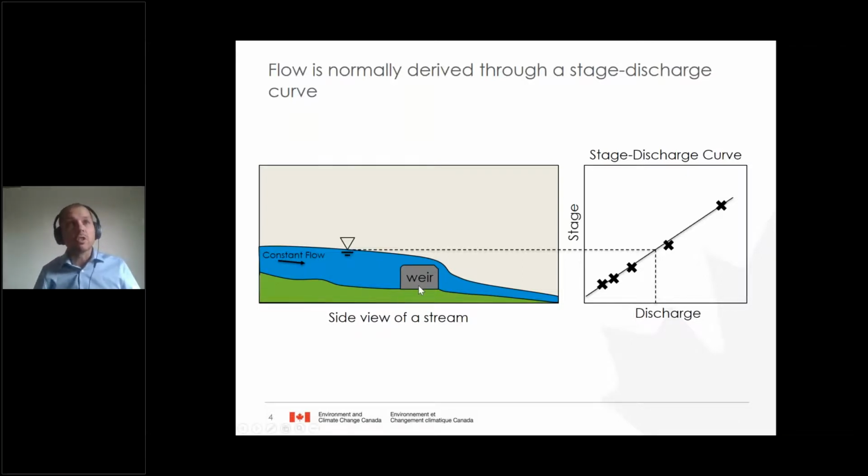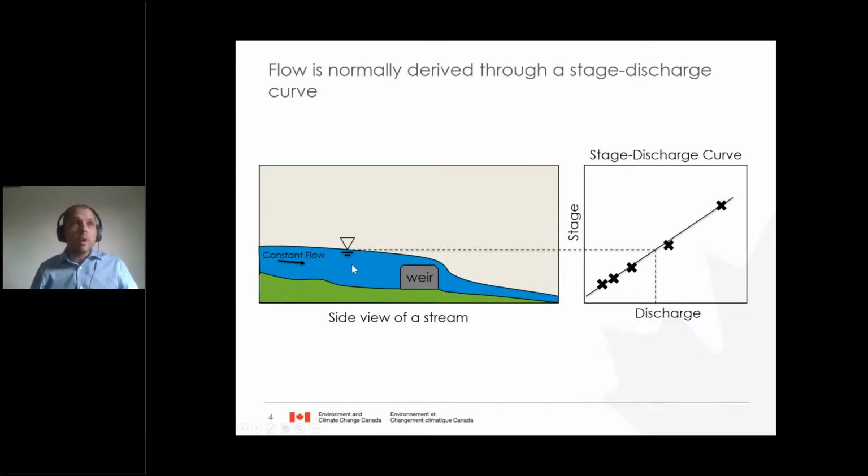So a great downstream control is a weir, and that will cause the water to back up with subcritical flow. And then we can put a stage sensor in there that continuously measures the stage. Then we can go and take discrete measurements with either a flow tracker or an ADCP, plot those discharge measurements on a plot, and find the corresponding stage for that as well.